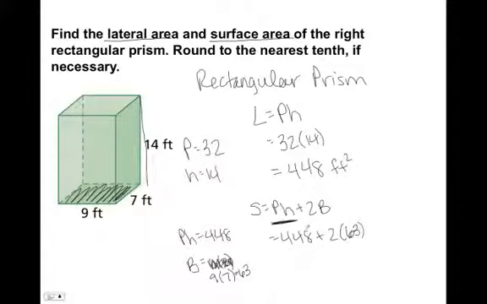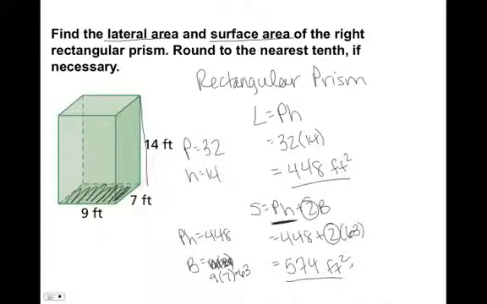I want to warn you, don't forget about this 2. It is very easy to leave it off, so double check to make sure you have the 2 in your formula. That's why it's so important to copy the formula down exactly as it shows on your formula chart. And when we add these together, you get 574 feet squared. So the lateral surface area is 448 and the total is 574 square feet.